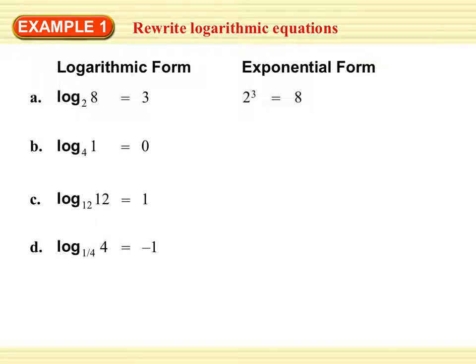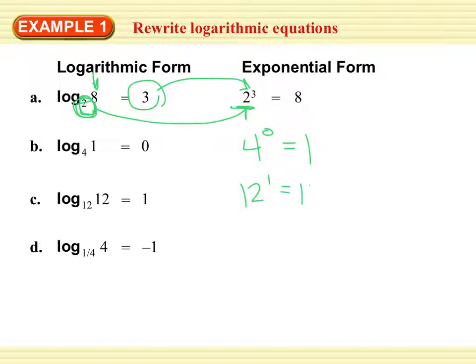Let's try a few. We're just writing things in exponential form. If you see this on the base, it becomes the normal, ground level number. If this is in the basement, it becomes the one on ground level. This is the equal sign, it becomes the exponent. And this just moves spots. So for letter B, we have 4 to the 0 equals 1. C, 12 to the 1 equals 12. D, 1/4 to the negative 1 equals 4. It's just a pattern that you have to learn and get used to.